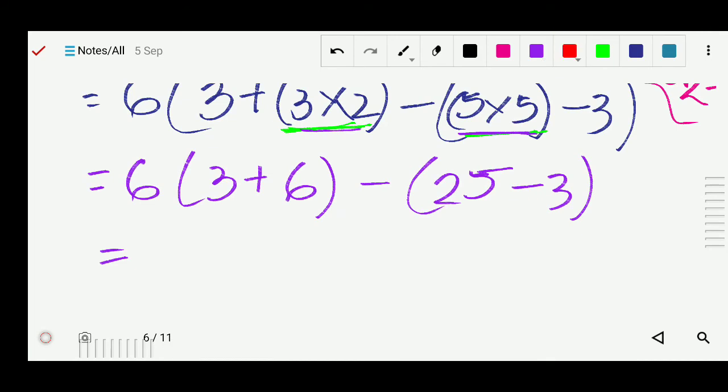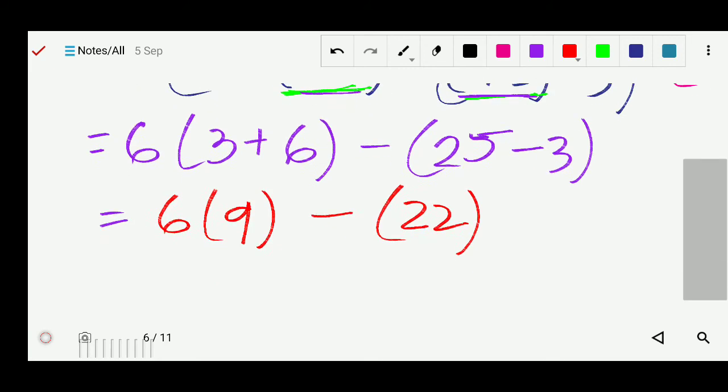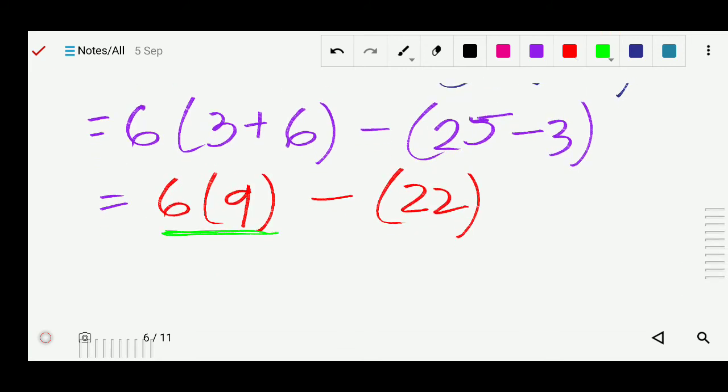So the next step will be, we will solve inside the bracket first. So 6 plus 3, 9, minus 25 minus 3. So it will be 22. So now here you can see 6 and then after in the bracket 9. It means the relation between 6 and 9 is a multiplication relation, means 6 will be multiplied to 9. Okay. Already we know about it.